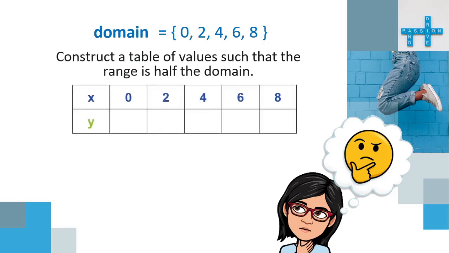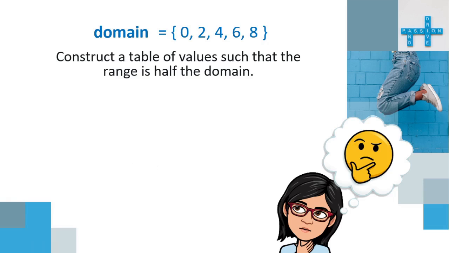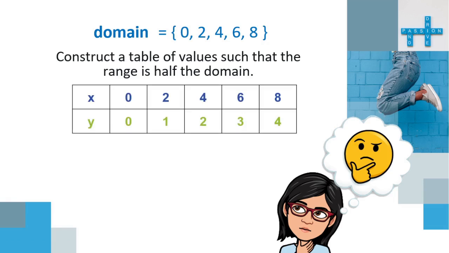So, here we go. At dahil nga meron na tayong domain, let's fill in the values of x. So x, we have 0, 2, 4, 6, and 8. So at this point, we don't know the values of y yet. Kaya, solve natin siya. Ang condition daw is the range is half the domain. Okay? So we simply have to get half of the values of x. So half of 0 is 0, half of 2 is 1, half of 4 is 2, half of 6 is 3, and half of 8 is 4. So meron na tayo agad 5 ordered pairs. We have 0, 0, 2, 1, 4, 2, 6, 3, and 8, 4.